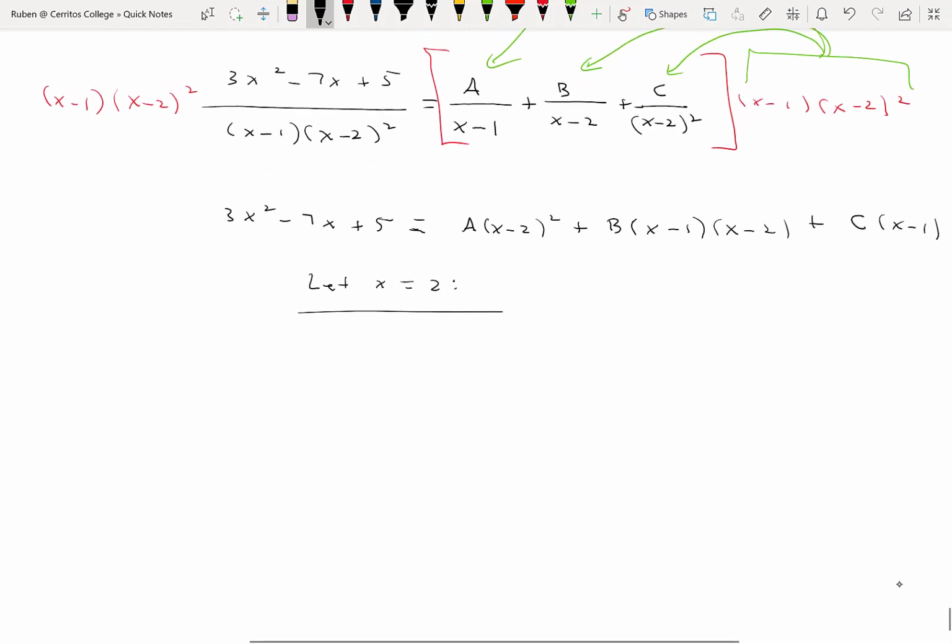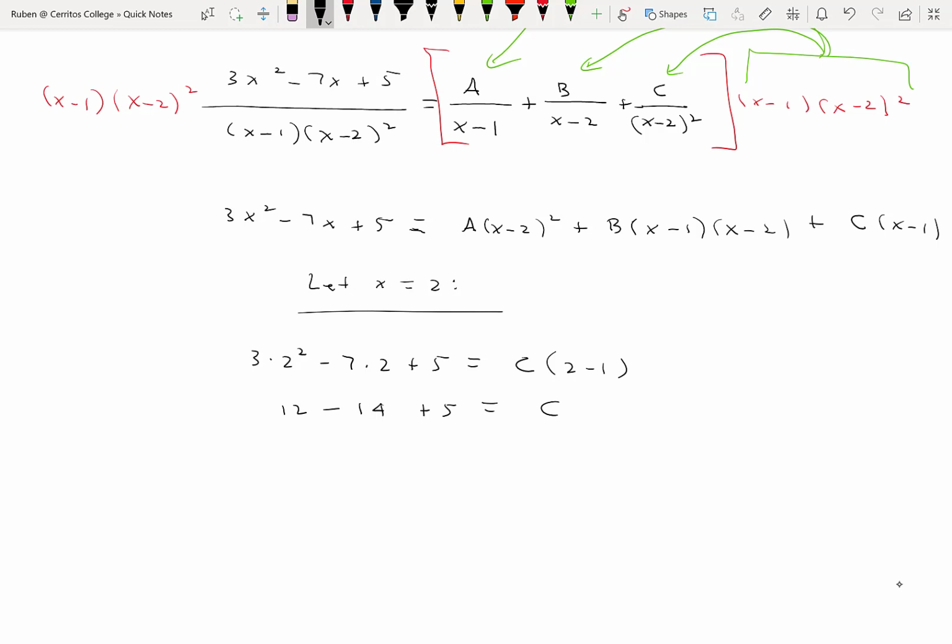Okay, so on the left-hand side I get 3 times 2 squared minus 7 times 2 plus 5. And on the right-hand side, the first term with a disappears, the second term with b disappears, and I get the third term, c times 2 minus 1. I'm going to compute the constant on the left-hand side. 2 squared is 4, times 3 is 12, 7 times 2 is 14, plus 5, and that's c.